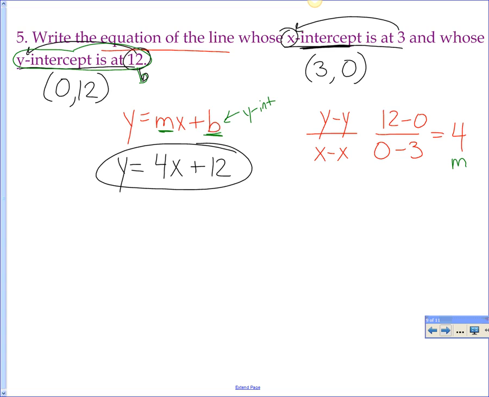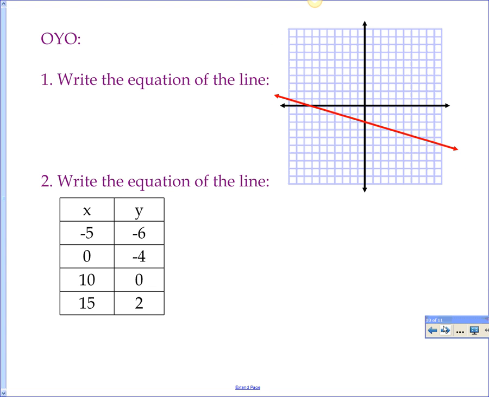All right, you have 2 problems to do on your own. So you need to pause the video and do those. So please hit pause, try them on your own, and then when you're finished, you may hit play.